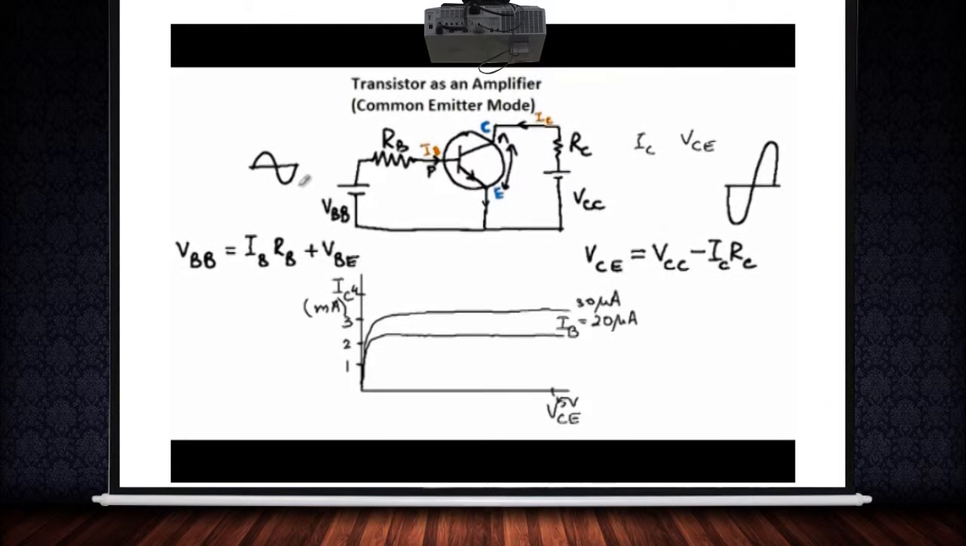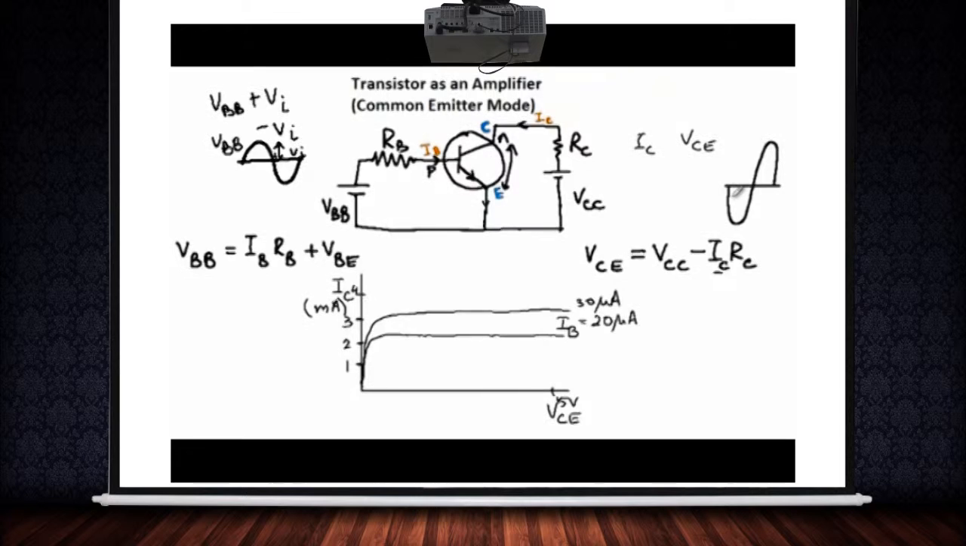So now, for our transistor to work as an amplifier, we need to apply the input signal at the base. The input signal at the base will cause a variation in the base current. This will in turn produce a variation in the collector current, and a variation in the collector current will be reflected by a variation in the output voltage. When this AC input signal is applied at the base, it changes the voltage at the base from VBB plus VI to VBB minus VI, where VI is the amplitude of this voltage.